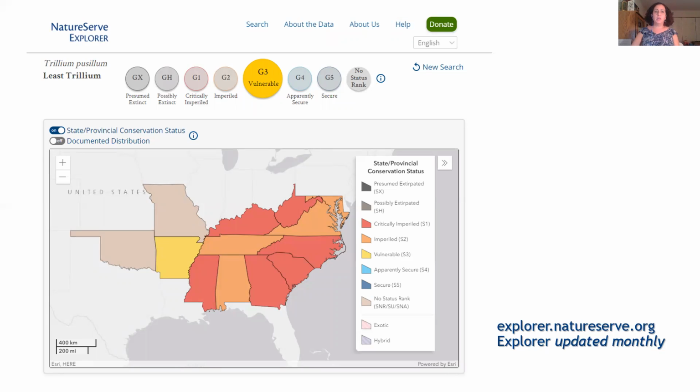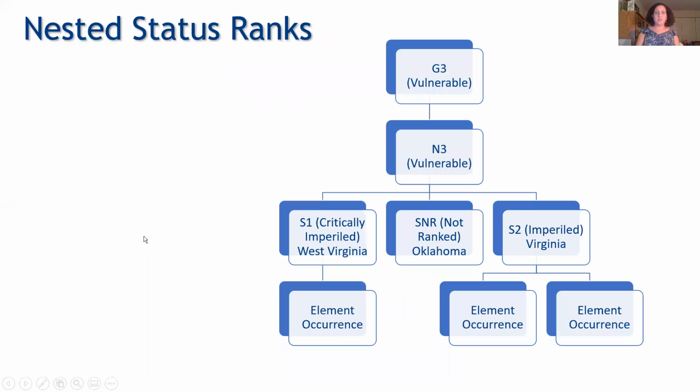You can see here that it is globally ranked G3 or vulnerable, but that its status at the state level varies considerably. In the red, you see states that consider it critically imperiled or S1, orange, imperiled or S2, yellow, vulnerable, or S3, and these two have not assigned a rank yet. So we use these nested status ranks to provide more complete information about how imperiled species are and where they might need protection.